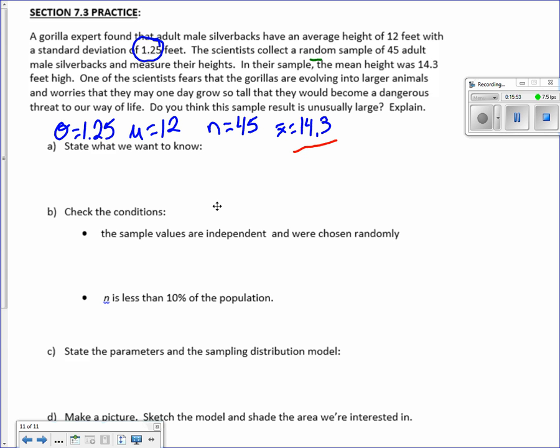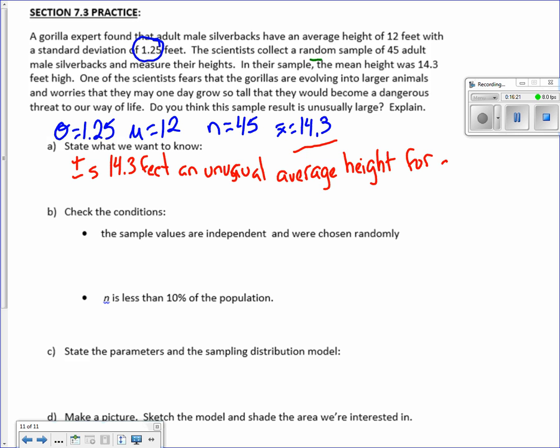We want to know, is 14.3 feet an unusual, now I can't spell, average height for an adult male silverback?